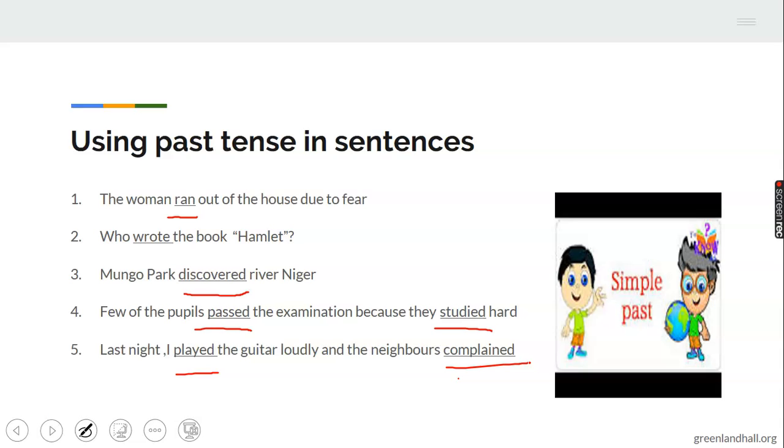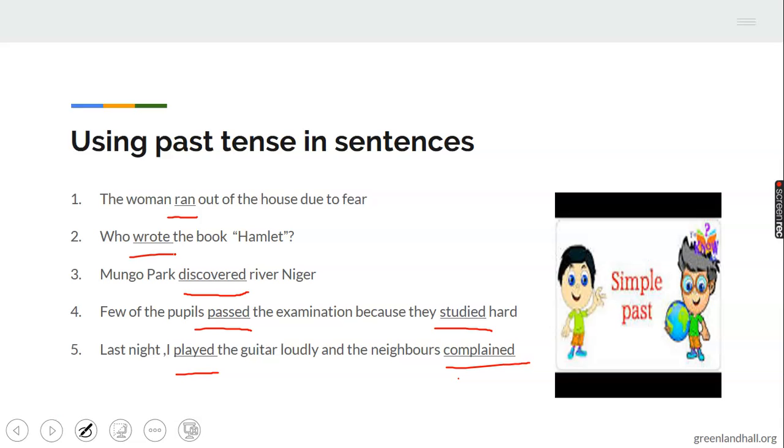So before I go to the next slide, I want to quickly ask you. The first one I used there is ran. The second one I use is wrote. The third verb, discovered. The fourth verb, passed and studied. And the last sentence has played and complained. Now, you're going to be telling me, ran, is it irregular verb or regular verb? Can I hear somebody answering that question? Quickly. Ran, regular or irregular?